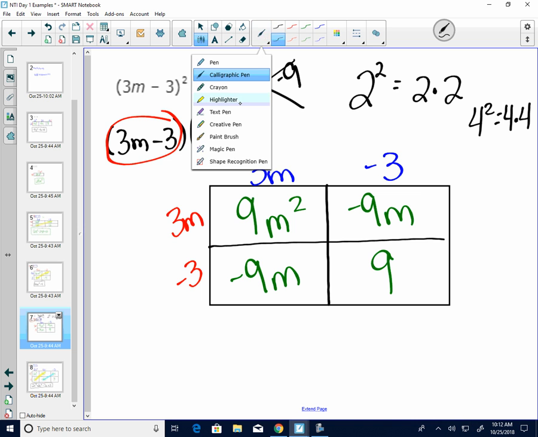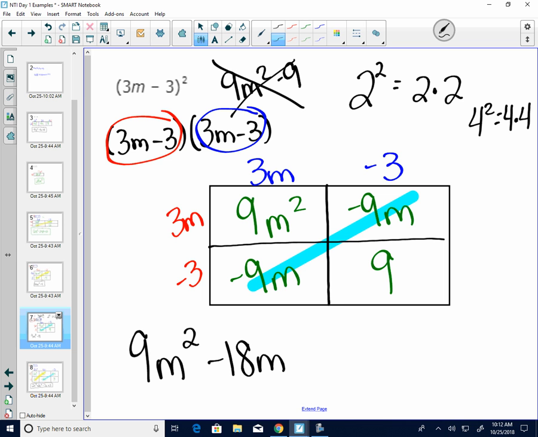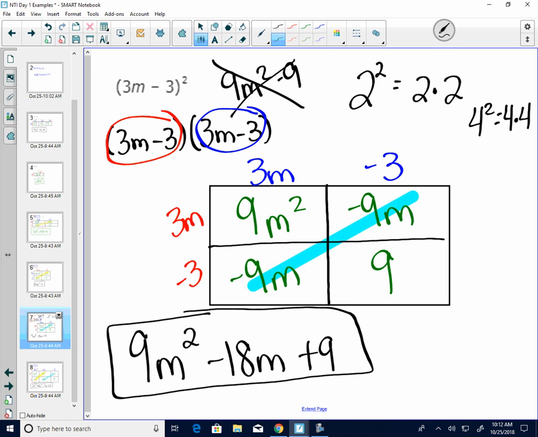So we can combine these terms right here. They are like terms. So my final answer is 9m squared. Negative 9 plus negative 9 is a negative 18m, and then positive 9. And that is the end of our examples of multiplying polynomials.